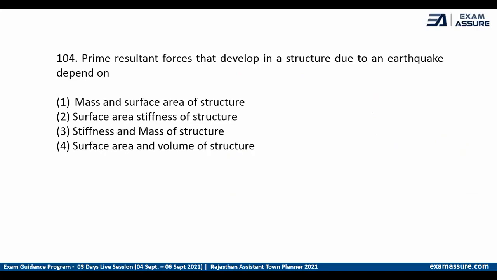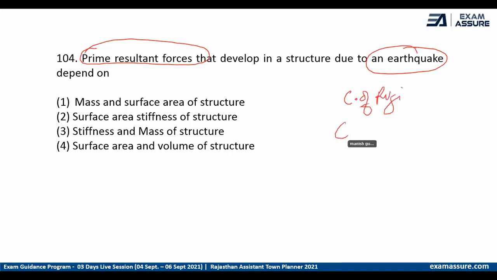The resultant forces that develop in a structure due to the earthquake depend on what? So what are these resultant forces depending on? Just now, sir explained. In an earthquake there are two important terms: center of rigidity and center of mass, or center of gravity. If these two lie at the same point, then it's fine. If they lie in different directions, and because of the earthquake there is a certain difference, you can think of this: if there are two forces, then it may create a couple.